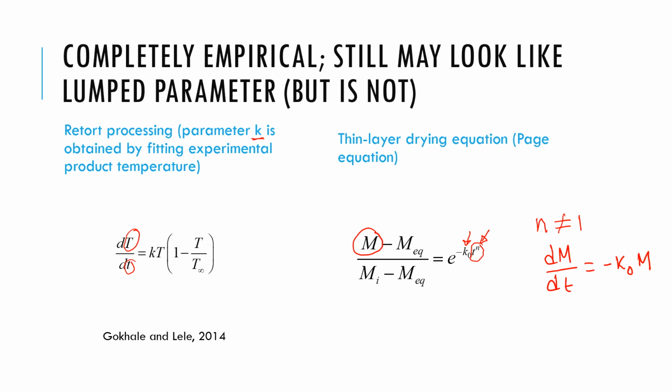So such equations have great utility. Both of these kinds of equations, the two that I'm showing, the empirical equations, have great utility, and they're likely to have increasingly more utility as we embrace more data-driven models. But they are not mechanistic, whereas lumped parameter is mechanistic.